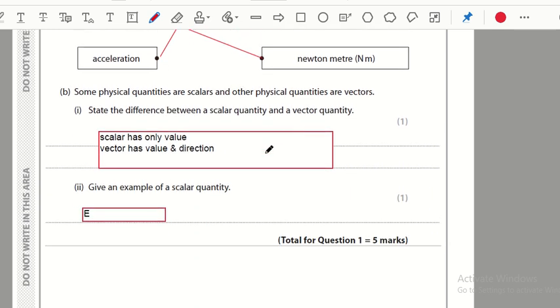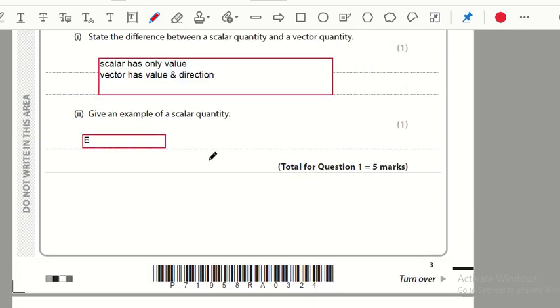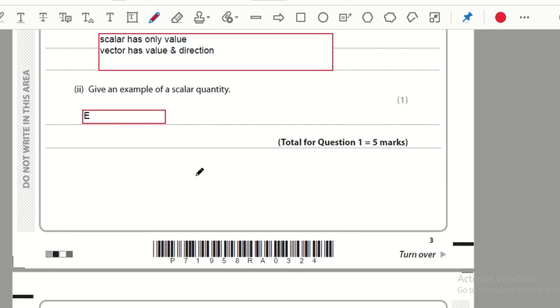Difference between scalar and vector. Scalar has magnitude or value, and the vector has magnitude and direction. Example of scalar quantity: energy, mass.